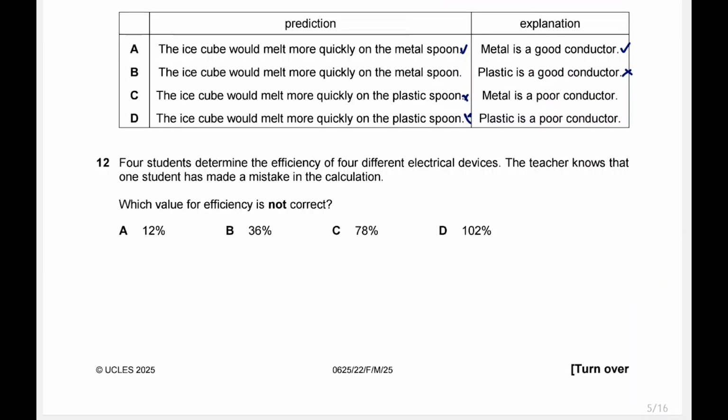Okay, let's continue to question number 12. 4 students determine the efficiency of 4 different electrical devices. The teacher knows that one student has made a mistake in the calculation. Which value for the efficiency is not correct? Efficiency is basically showing what percentage of the input energy has turned into useful energy. Therefore, it cannot be more than 100%. If you see the options, in D we have 102%, which cannot be possible for the value of efficiency.